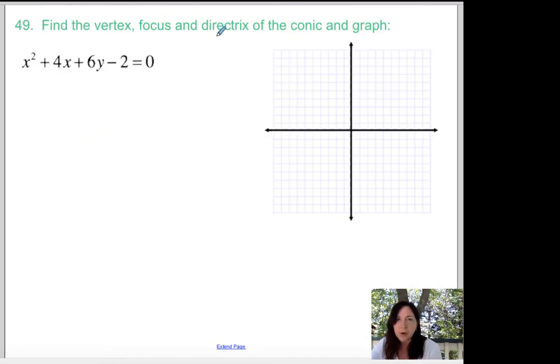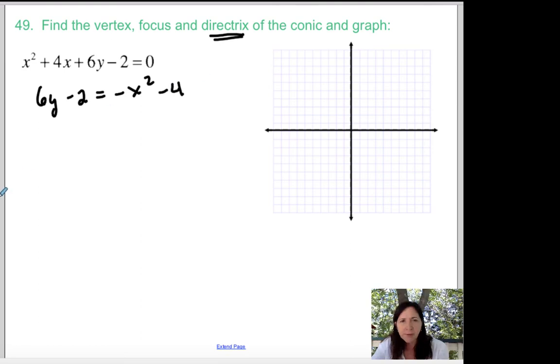Find the vertex, focus, and directrix. Big clue is that that's a parabola. Another clue is that it's an x squared term, and I don't have a y squared, so it's only going to be one squared term. Let's see. It's an x squared, so I'm going to move that to the other side. So I have 6y minus 2 equals negative x squared minus 4x.